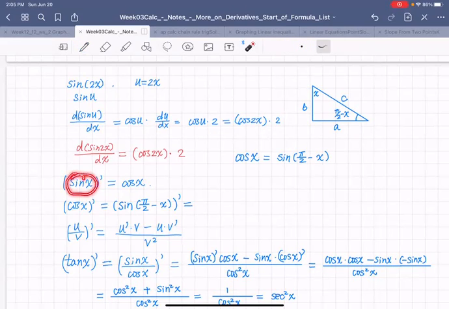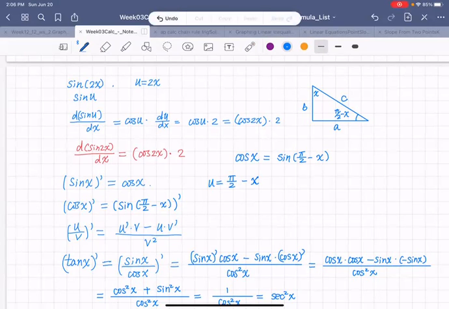We know the sine derivative is cosine. So let's do the chain rule. This guy, as a package, you want to do the chain rule. Sine goes to cosine. So what we can do here is we write u equals pi over 2 minus x. We want to do cosine x, or we want to do sine of pi over 2 minus x.